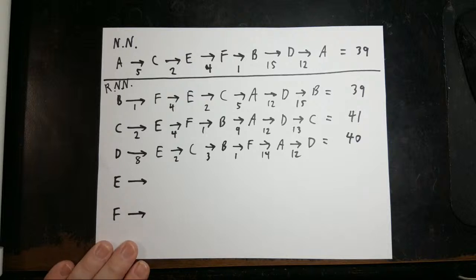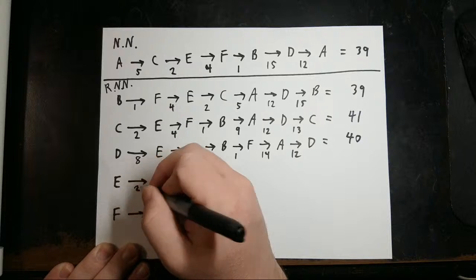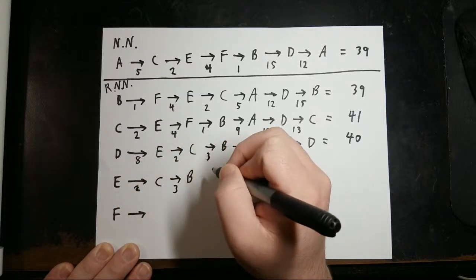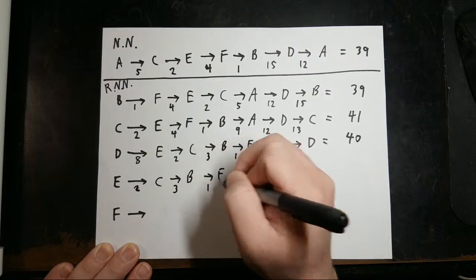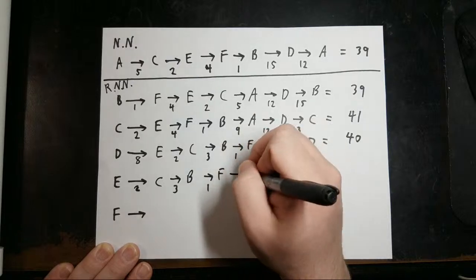All right. Start at E. Almost there. Got a 2 route, which is to C. From C, I got a 3 route to B. From B, I got a 1 route to F. Is this going to be the same? E, C, B, F. Looks like it.